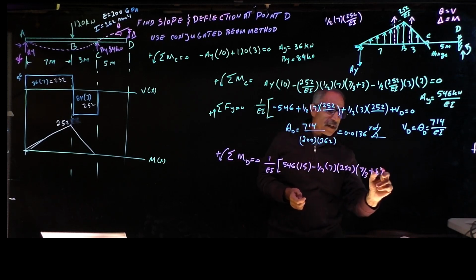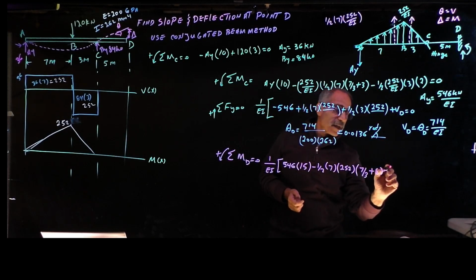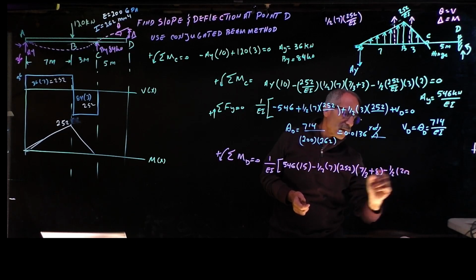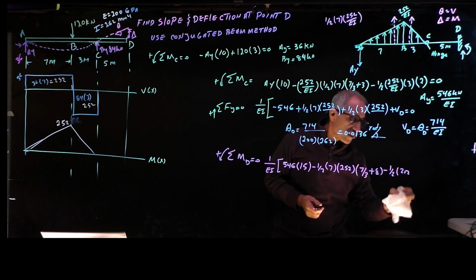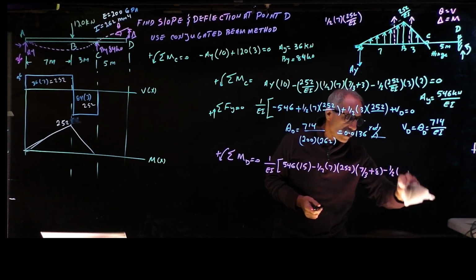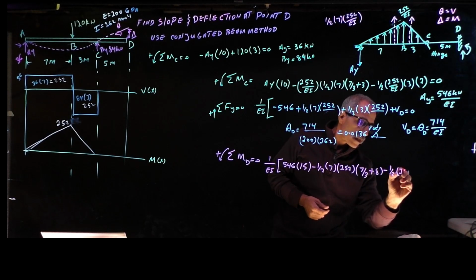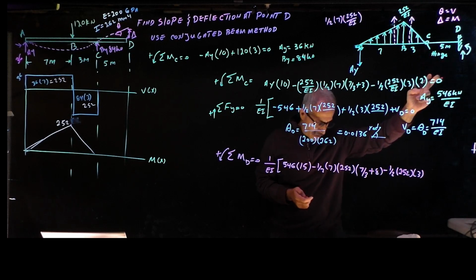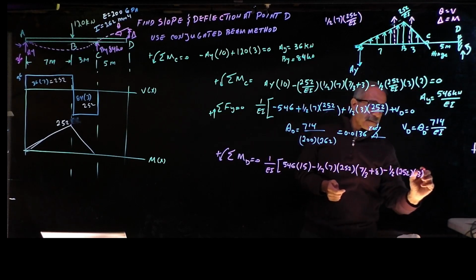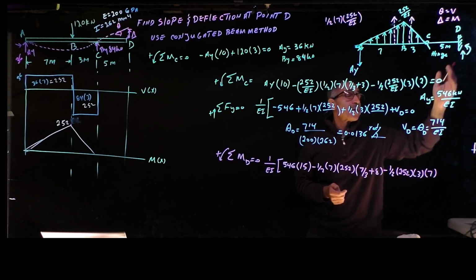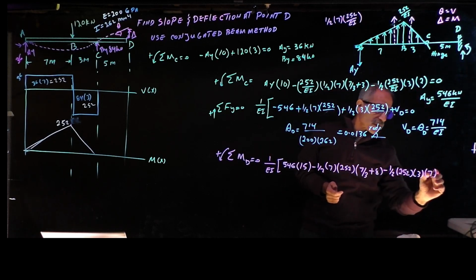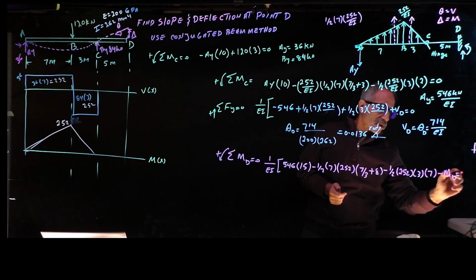Then I have minus the other part right here, minus 1/2 of 252. That's not a good 252. Let me write that better. Times 3. And then that distance from here to there was 2. 2 plus 5 is 7. Times 7. And then you have the moment itself. And that's going to be coming this way. So it's going to be minus MD equals 0.